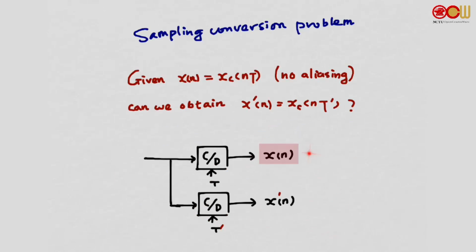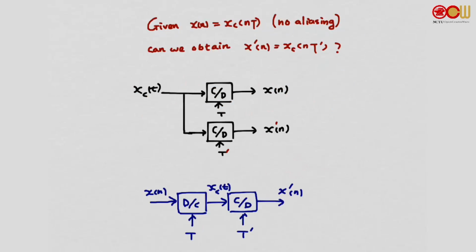So here's x[n]. We obtain it from xc(t) by using sampling period T. And x' is the sequence obtained by using sampling period T'. Can we obtain x' from x[n]? One possible approach is to go back to continuous time. We can have a D2C going back to continuous-time xc(t). If there's no aliasing, then we can get back xc(t) completely, and then we can resample using T', then we can get x'[n], right?